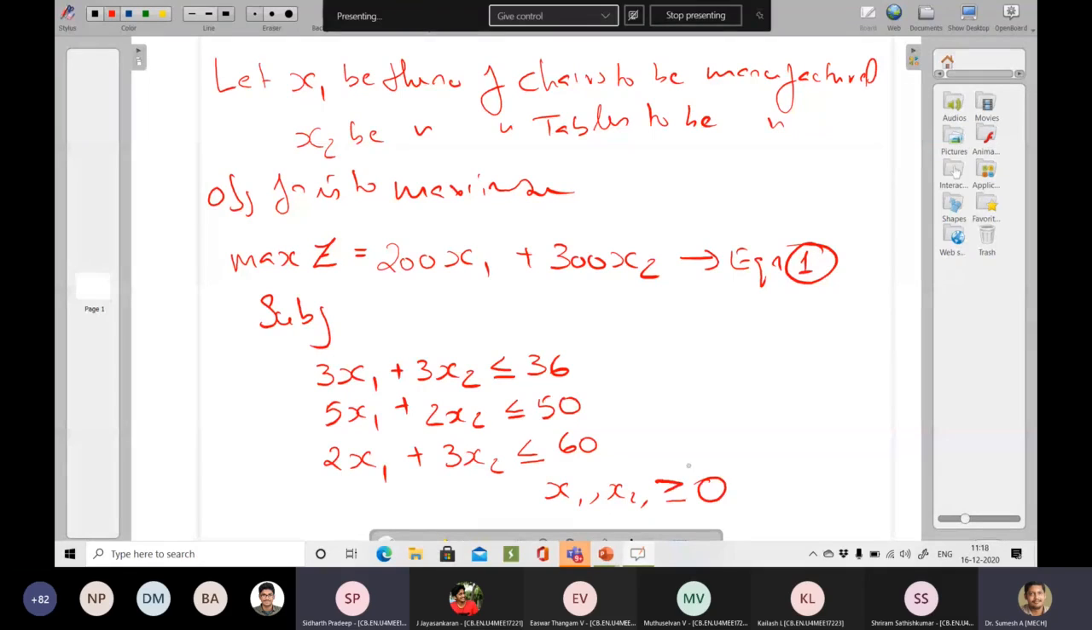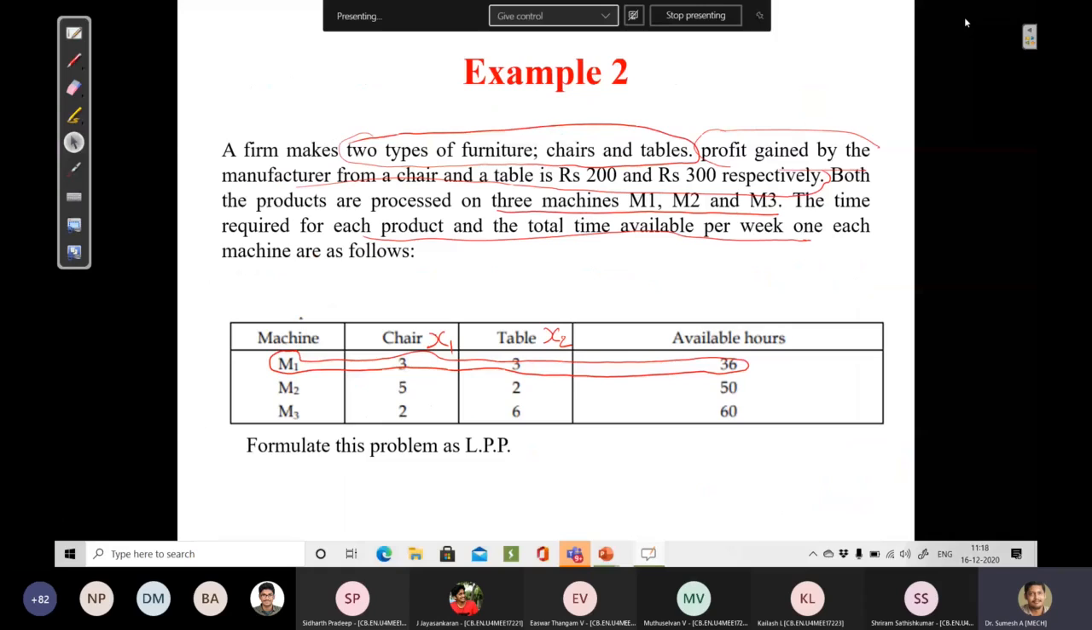So this is the end of your formulation. First we have identified the decision variables. We identified the two types of furniture, chair and table, to be manufactured. The profit gained by selling one chair and one table is given. Multiplying by the number of units gives the profit of selling the total chairs, and multiplying by the number of tables you are selling gives the total profit of selling the tables.